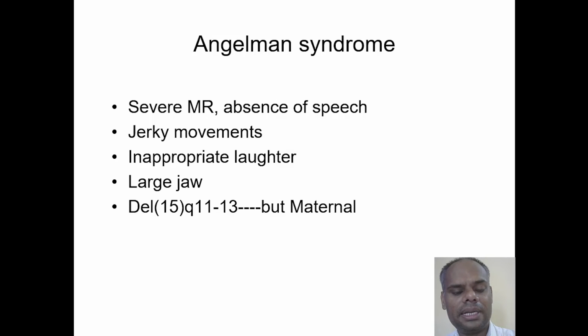Next is Angelman syndrome, also known as AS. The patient has severe mental retardation and absence of speech. There are jerky movements with inappropriate laughter. Patients usually have a large jaw. Angelman syndrome happens when there is deletion of the maternal gene, which is del 15q11 to 13.